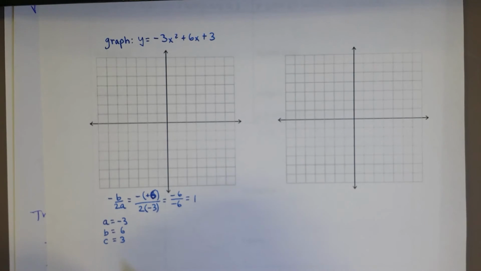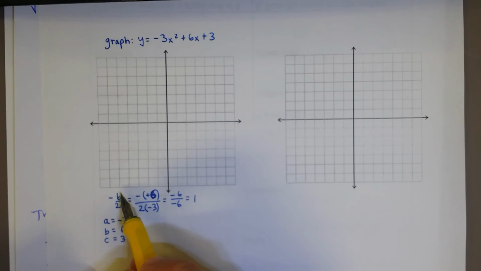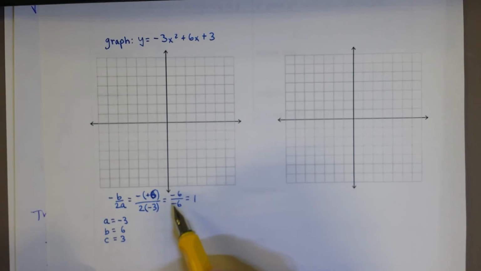So let's see how you did. First, I identified a equals -3, b equals 6, and c equals 3, and went ahead and substituted b and a into our equation to find that -6 divided by 2 times -3 is equal to -6 over -6, which is equal to 1. So 1 is the x-coordinate of my vertex.